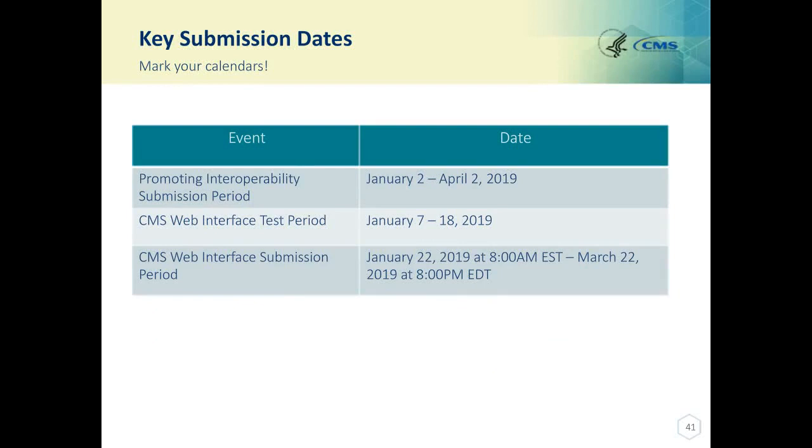Just want to talk a little bit about some key dates for you all to consider as we move through the end of the year and into the submission period that will begin next year, January 2nd. So just a couple things to keep in mind. The Promoting Interoperability submission period, which is part of the general MIPS submission period, runs from January 2nd to April 2nd next year, 2019, where clinicians will have the opportunity to submit their performance data to us.